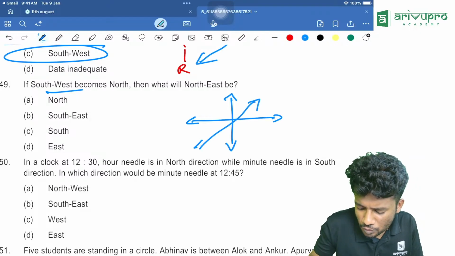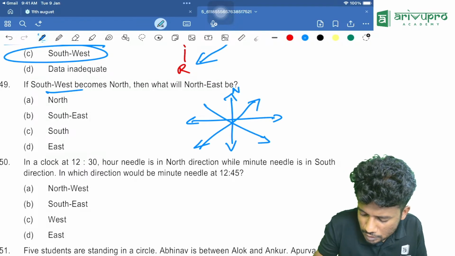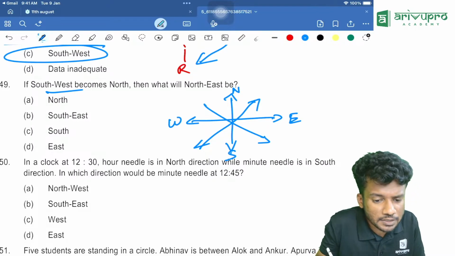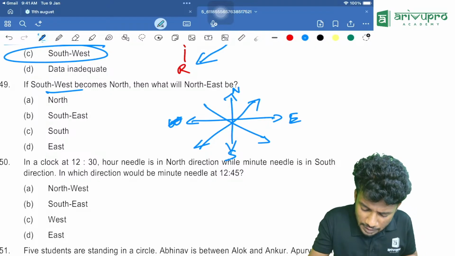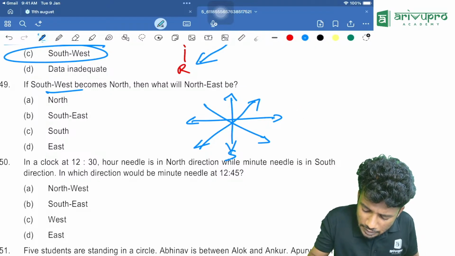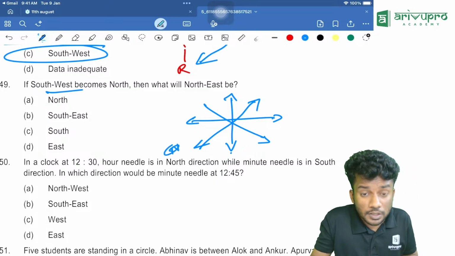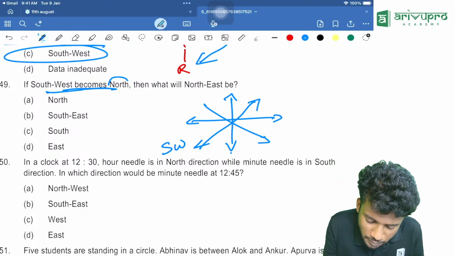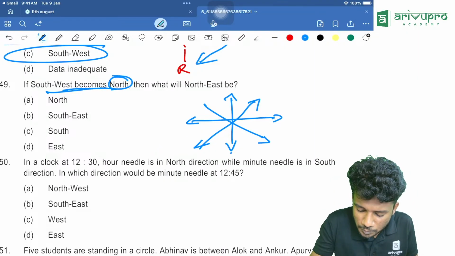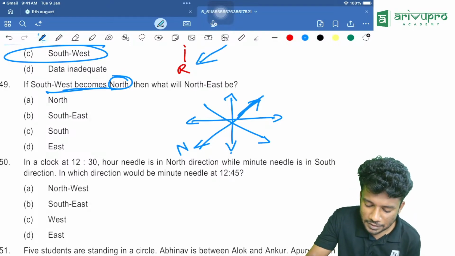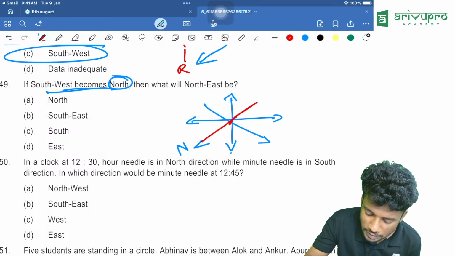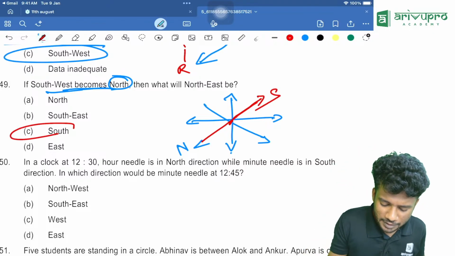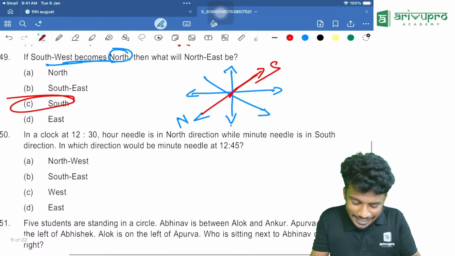If southwest becomes north, so usually when we draw our figure, I'll just show you one shortcut. When we draw our figure, this is north, this is south, this is east, this is west. Now here what are they asking? We know that this is our north, this is our southwest. Now they are telling, if southwest becomes north, that means this southwest is becoming north. Then they are asking about this northeast. This northeast will become what? Opposite of south. North is what? South only. So the answer is option C, south. Next question.